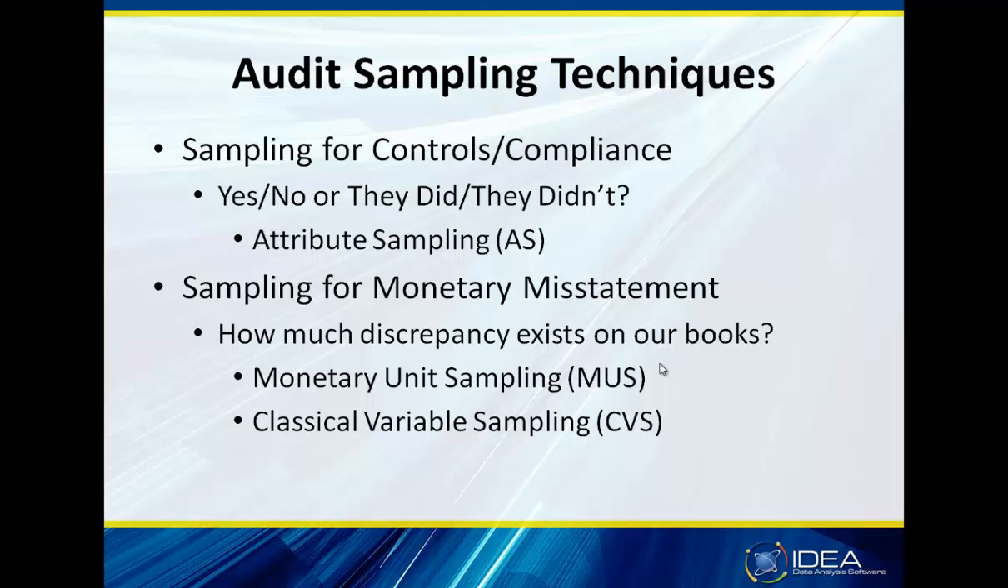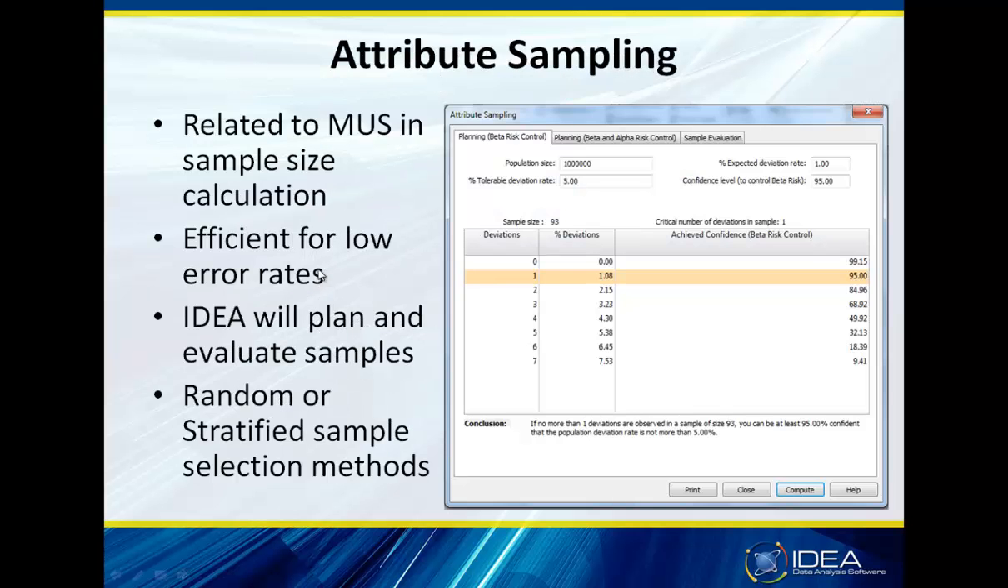There are two types of monetary misstatement sampling that we can perform using IDEA, and that's monetary unit sampling and classical variable sampling. I want to just briefly get into attribute sampling to provide some perspective, and you'll see that some of these things are very similar to some concepts we will discuss with monetary unit sampling later on. Things like the tolerable deviation rate, expected deviation rate, and confidence level will be the same type of inputs you would be using with monetary unit sampling.